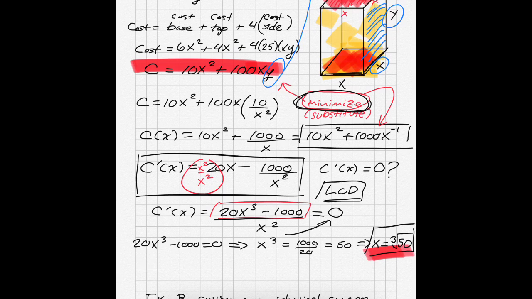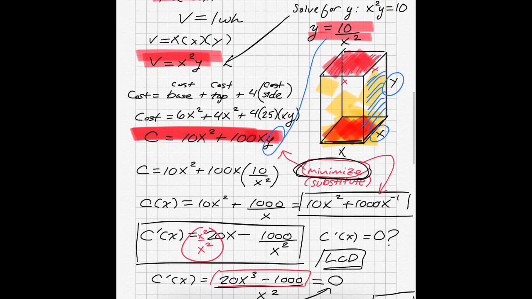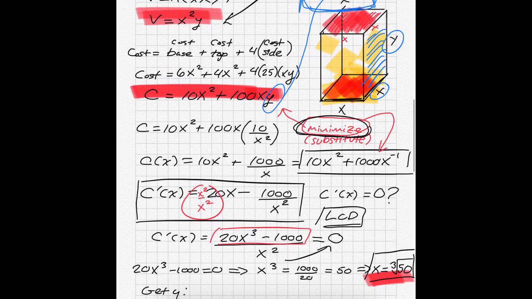So let me get the y side then. So the y side, I'm going to use this guy. Okay, so this might not come out that pretty, but that's okay. So y is going to be 10 over the cube root of 50 squared.